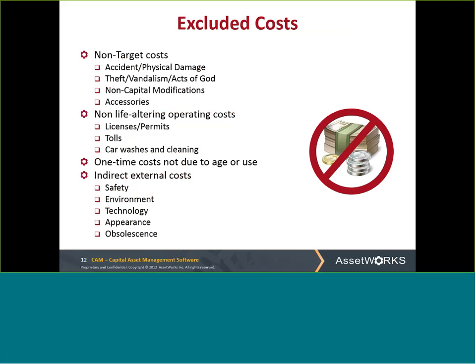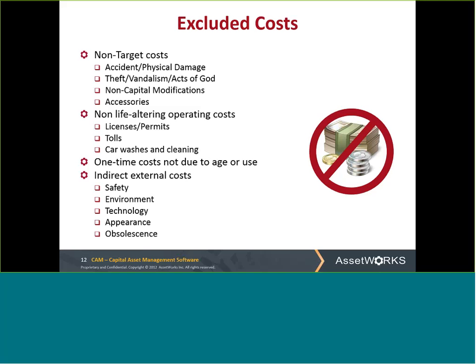And then accessories, things that get added outside. If I capitalize them, they can be included. Some people will include these. It's kind of by choice, but generally they're not. And then we look at operating costs that really aren't life-altering, things like license and permits and tolls and car washes. Some of those things are by choice. Some of those things are regulatory. They don't necessarily have an impact. I have to pay them for everything, so they're usually excluded from the analysis.